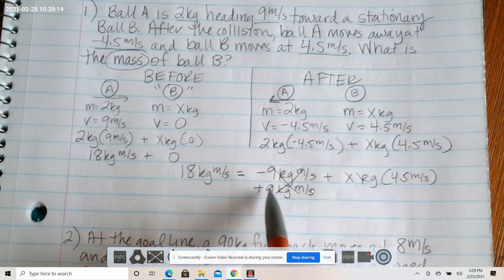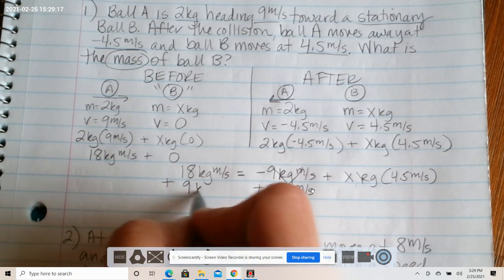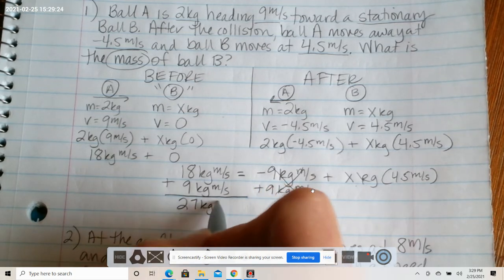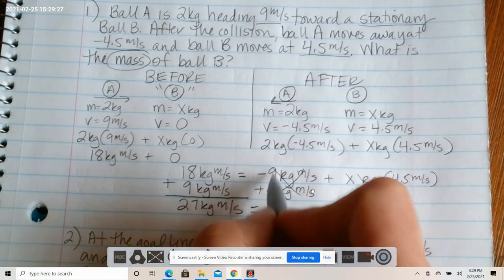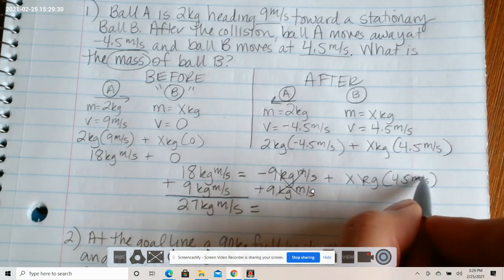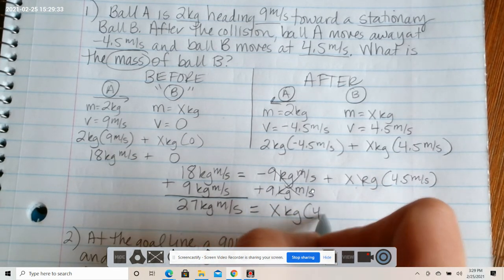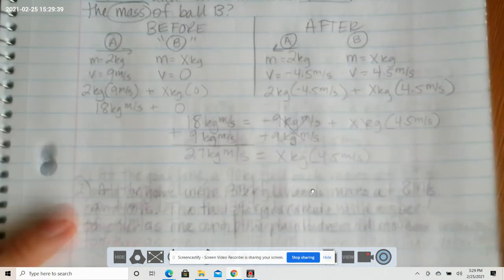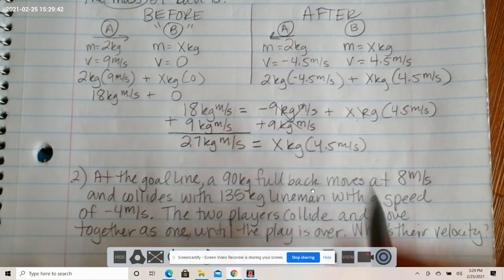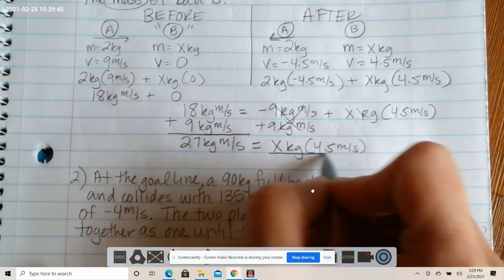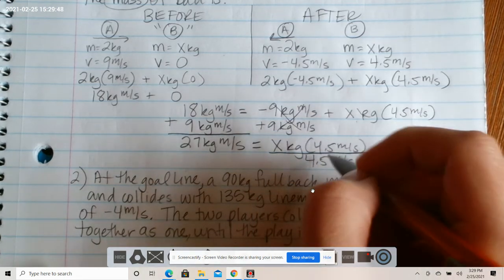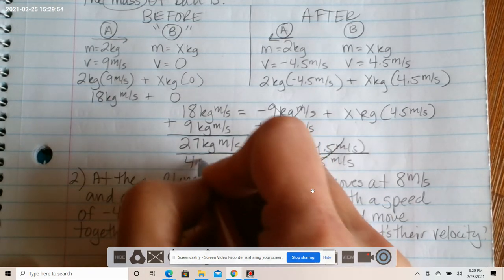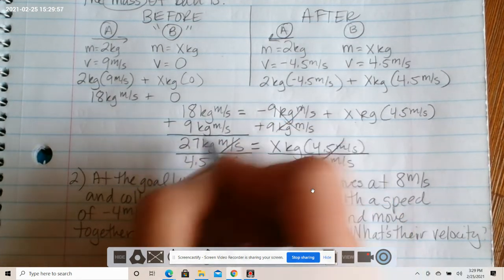What we do to one side, we do the other. So we also have to add 9 kilograms meters per second to the other side. When I do 18 plus 9, I get 27 kilograms meters per second. I'm going to drop down my equal sign. I'm done with that. Now I just have this over here: X kilograms times 4.5 meters per second. So now I need X by itself. So we're going to get rid of the 4.5 by dividing it out. Since they're being multiplied, we do the opposite. So we're going to divide out 4.5 meters per second. That's going to get rid of the 4.5 meters per second on this side. We have to do it over on this side. That gets rid of just the meters per second, leaving us with kilograms.